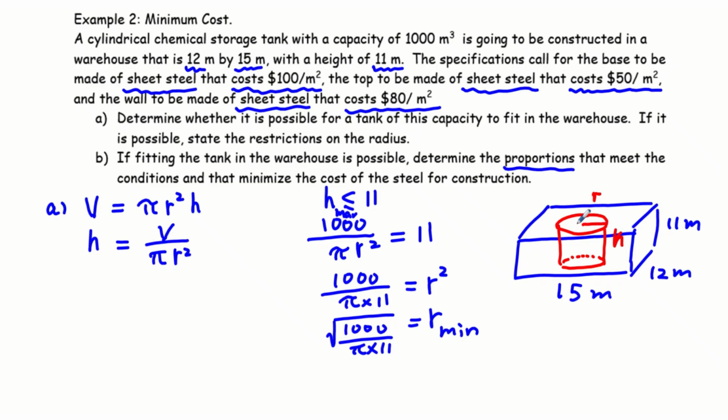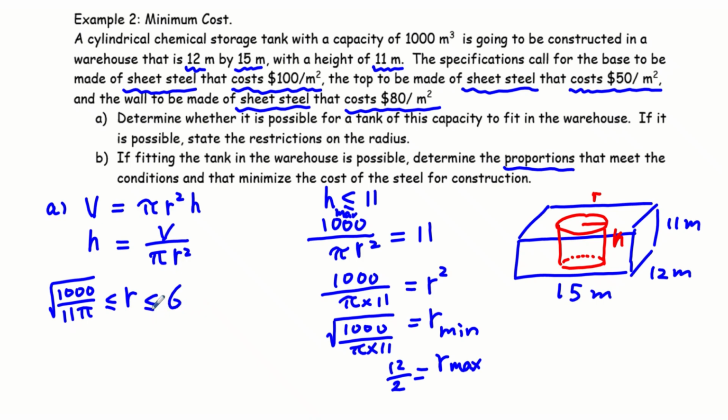And from the warehouse being 12 meter wide, the r is not able to be greater than 6. If greater than 6, then the cylinder will go outside of the warehouse. So R max will be half of the width of the warehouse. So we have R greater than the square root of 1000 divided by 11 pi, but less than 6. So this is the domain for R.